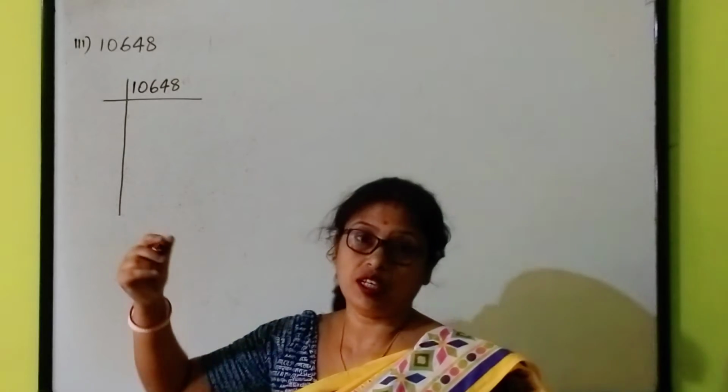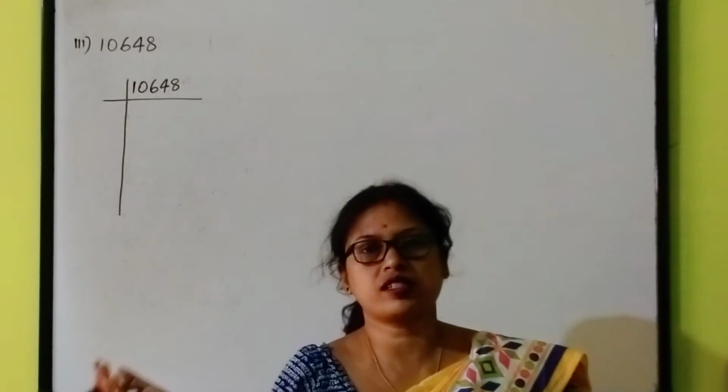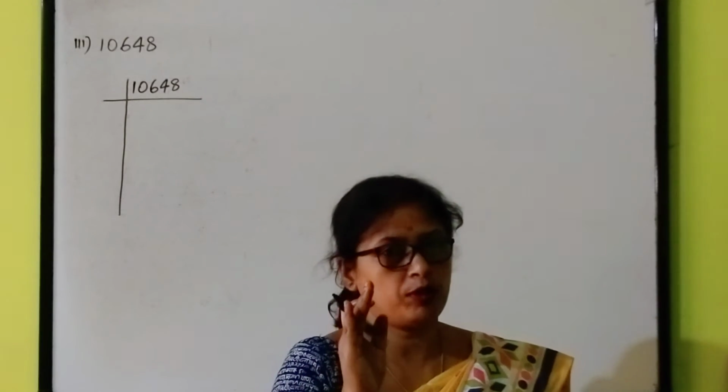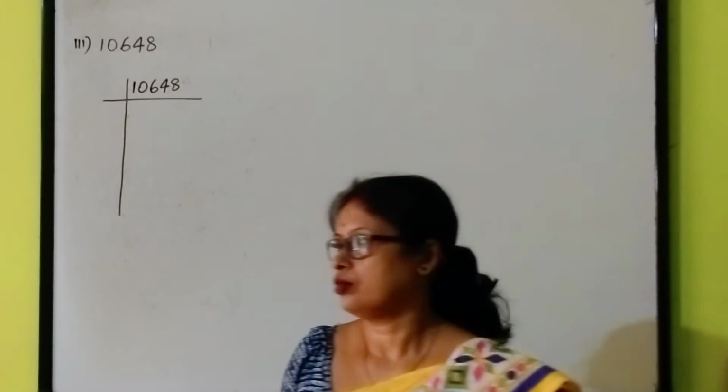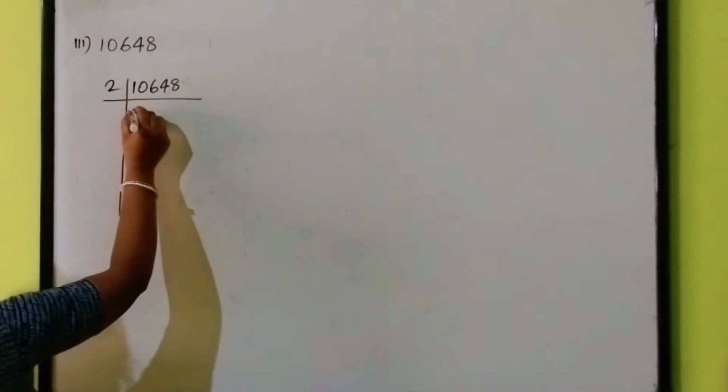Now a number can be divisible by 2 as well as 7. You cannot start by 7, you have to start by 2. First by 2, it is divisible by 2. You know the divisibility tests.